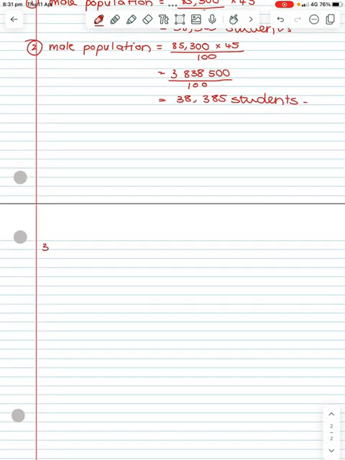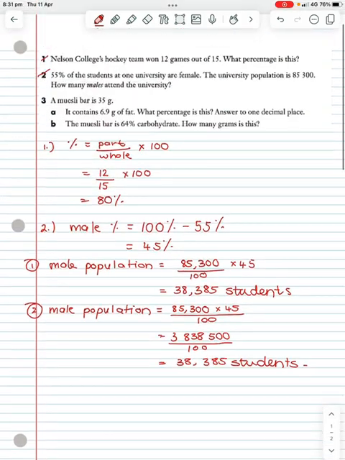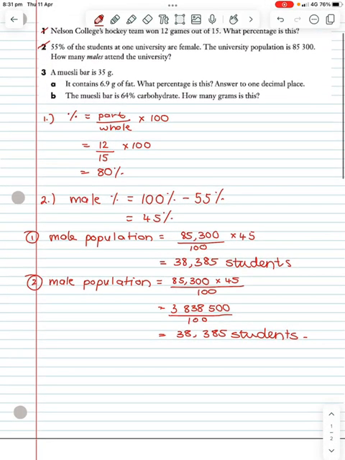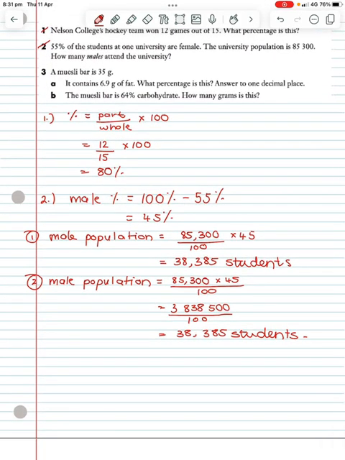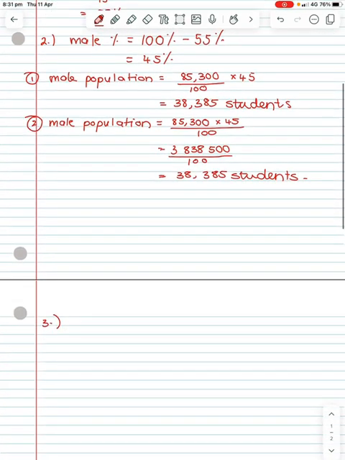Question 3, we'll drop down to this next page. A muesli bar is 35 grams. It contains 6.9 grams of fat. What percentage is this? Answer to 1 decimal place.